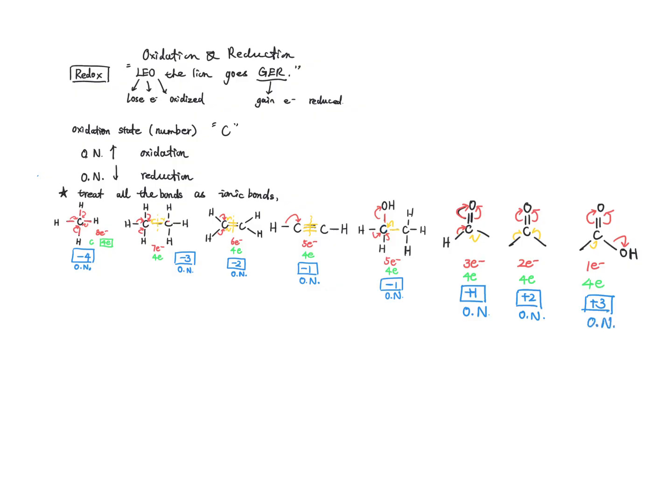The last extreme case is, for example, carbon dioxide. I know it's not an organic compound, but sometimes it's a product of organic compounds. In this case, all 4 bonds between carbon and oxygen go to oxygen. That means the carbon has no electrons around it. And compared to 4 electrons for neutral carbon, the oxidation state is positive 4. Okay.